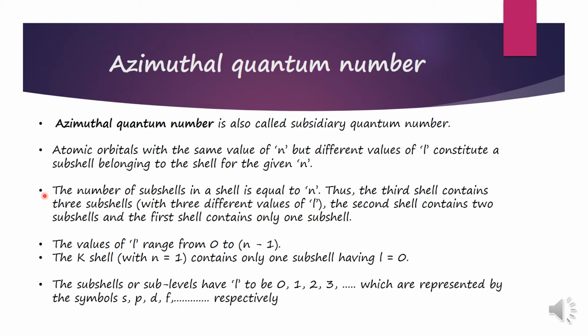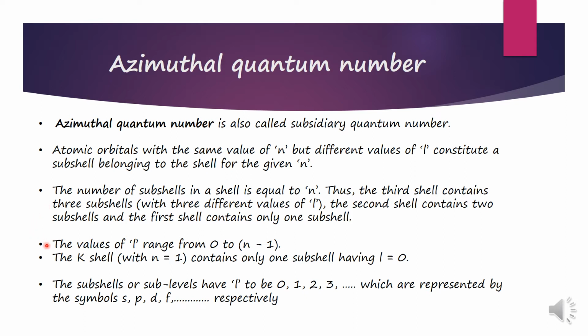Thus, you can say here, for example, the third shell. I am talking about the M shell. The M shell contains 3 subshells. That means the value of n for the third shell is 3 and in total there are 3 subshells in the third shell. Likewise, the second shell, which has principal quantum number 2, contains 2 subshells, and the first shell, that is the K shell, contains only 1 subshell, that is the s subshell.